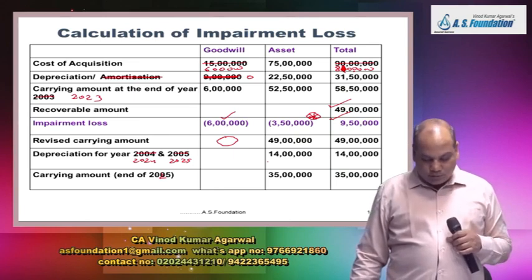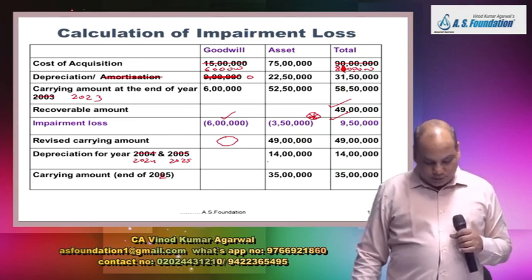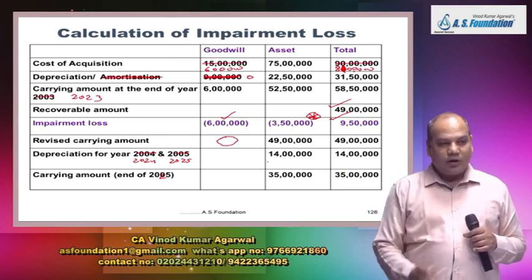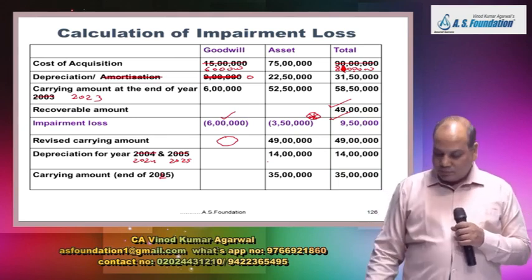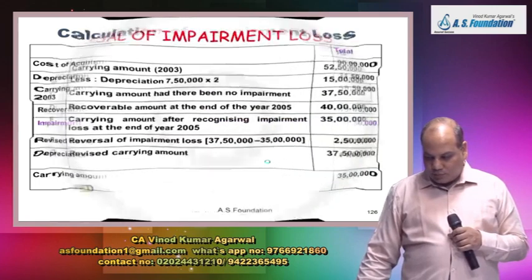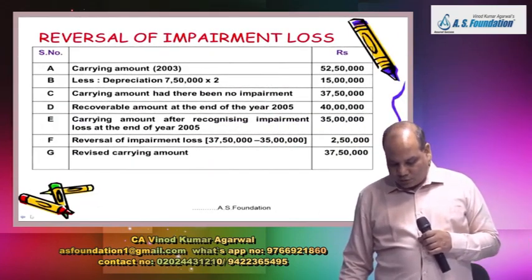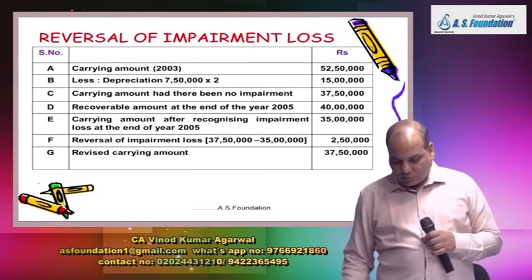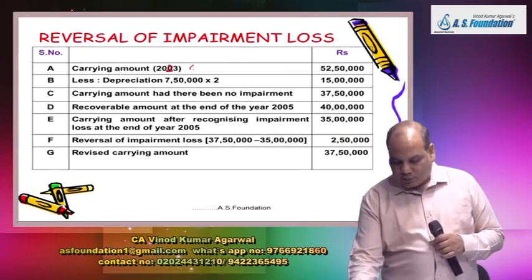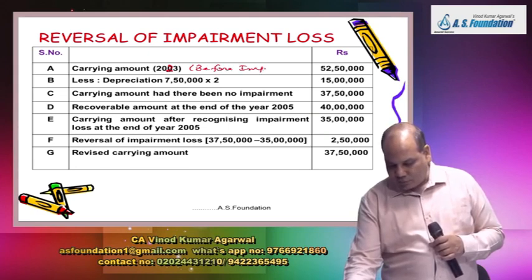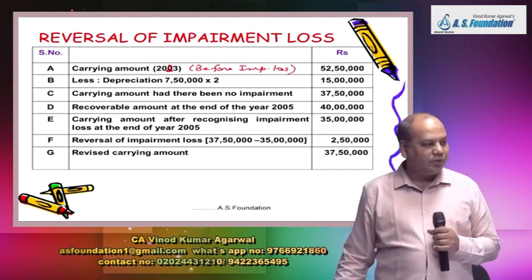Now dear student, my question is, what would be the reversal of impairment loss? So write down, first you write down carrying amount at the end of 2023. What was the carrying amount before impairment loss? Before impairment loss of the asset, 52 lakh 50,000. Is it there?